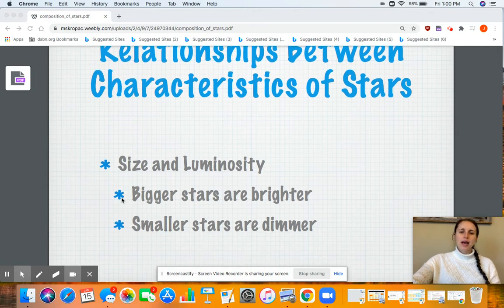The last relationship is between size and luminosity. There is a relationship between size and brightness as well. Bigger stars are actually brighter. They have more energy to give off. They have more gases to give off, and smaller stars are dimmer. So if you look up in the sky and you see a really, really bright star, it's probably large. If you see a smaller star, it's probably dimmer.